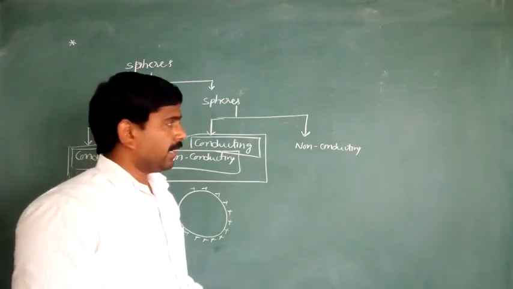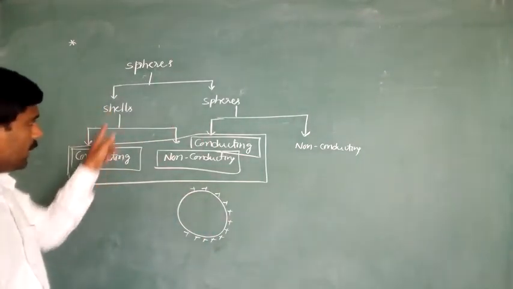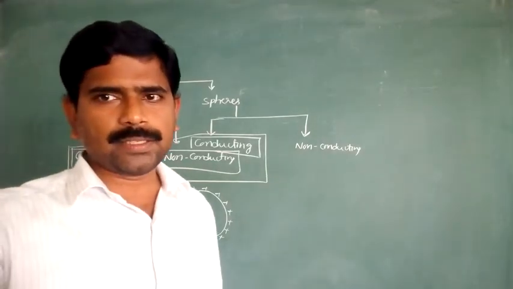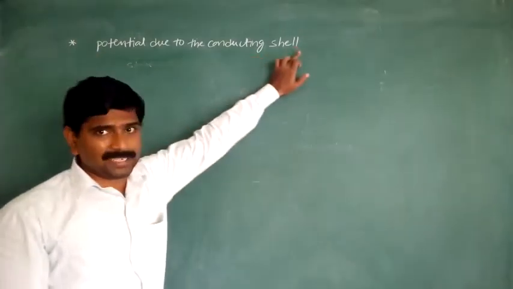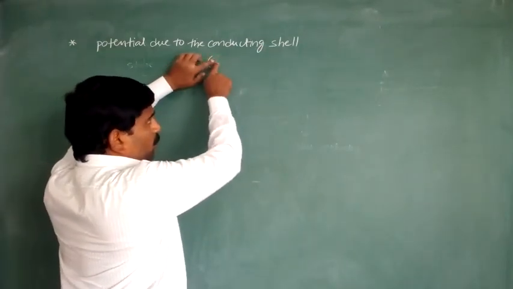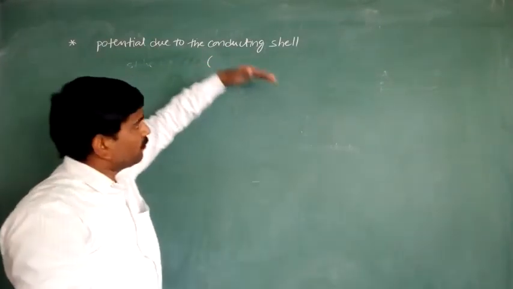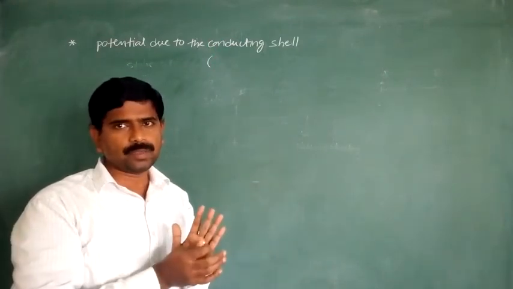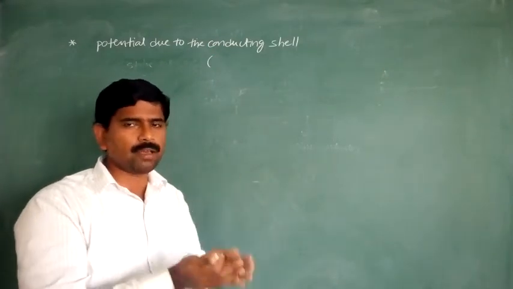Right now, first is the potential due to the conducting shell. One by one we will discuss. Potential due to the conducting shell, potential due to the non-conducting shell, and potential due to the conducting sphere: for these three we get the same expression, the same formula, because the charge is distributed on the surface.